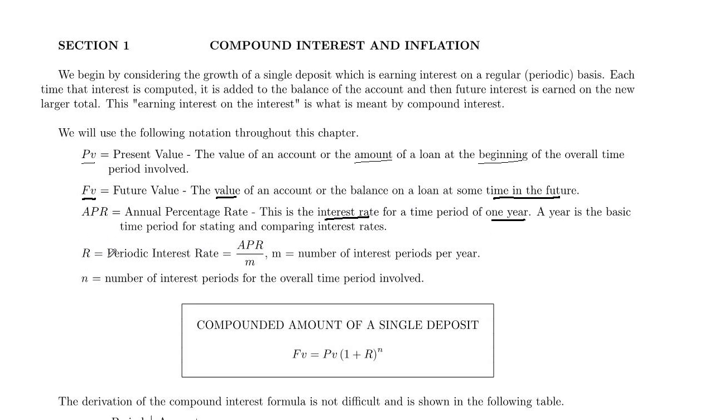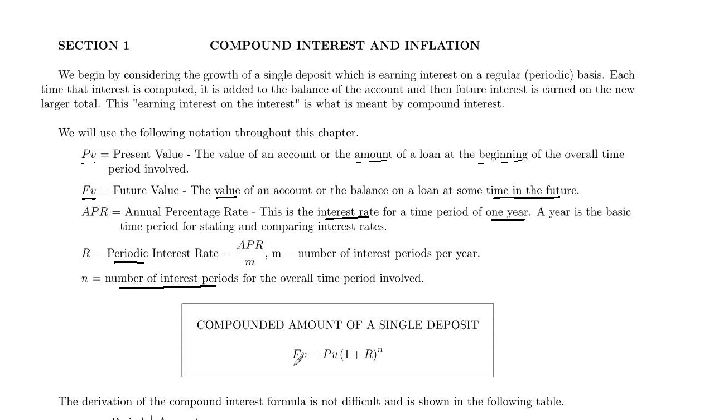When we use capital R, that's what we call the periodic interest rate, or the interest rate per period. You take the APR and you divide it by M, where M is your interest periods per year. So if you're figuring monthly interest, you're going to divide by 12, for example. And then lowercase n is going to be the total number of interest periods for your overall time period.